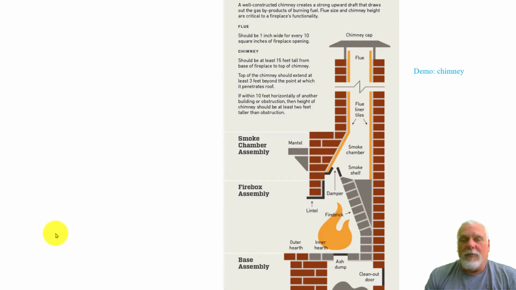Here we see a diagram of a chimney. The way a chimney works is based on this convection as well, where you have warm air, less dense warm air, rising in the cooler air mass.